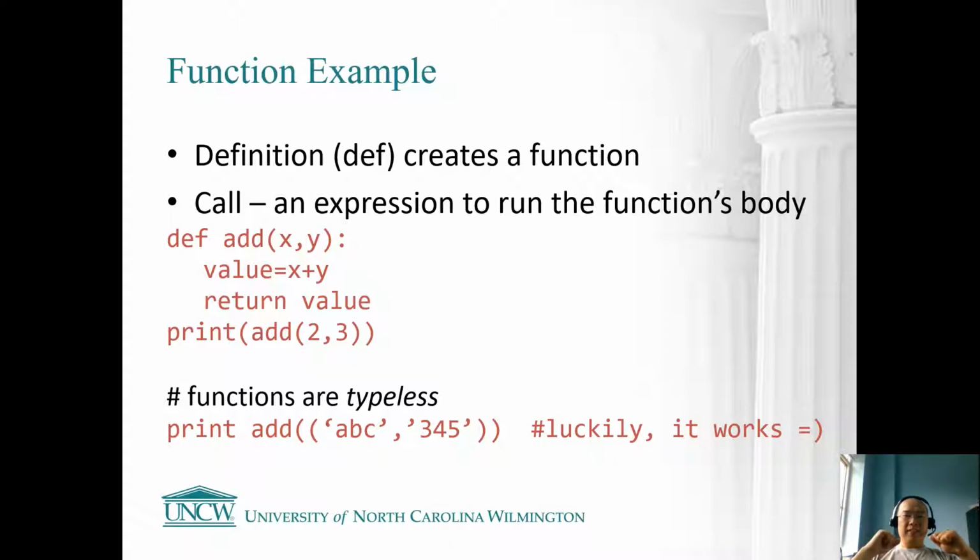The reason is, if x is a string and y is a string, then x plus y is a string concatenation, right? So I'm going to return the concatenated strings. So it also works. The point I'm trying to make is that functions are typeless. By saying it is typeless, it means we didn't sign a contract saying that the parameters x and y have to be a specific data type, and for the return value we also don't say it has to be a specific data type. We don't do that in Python.